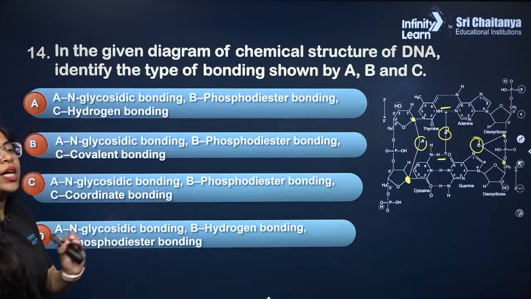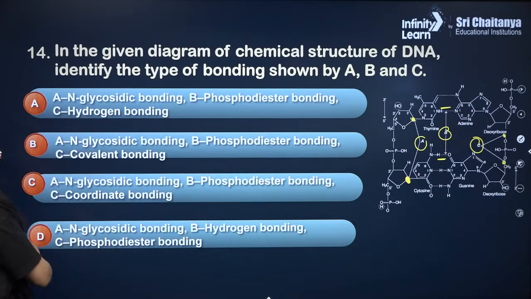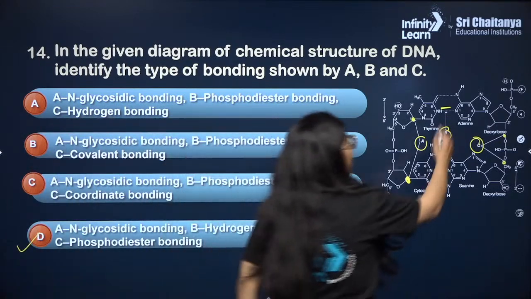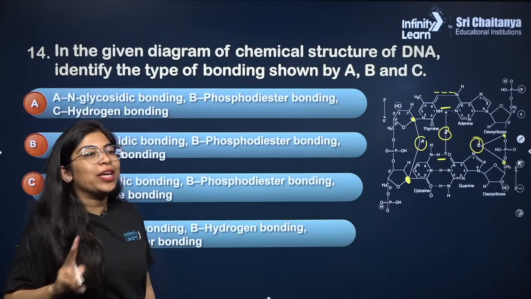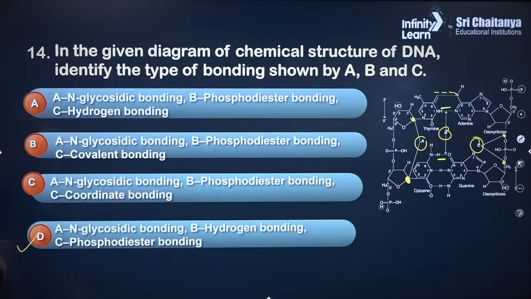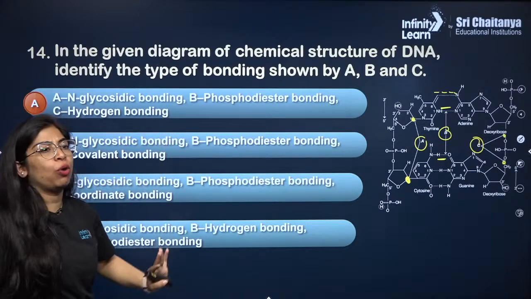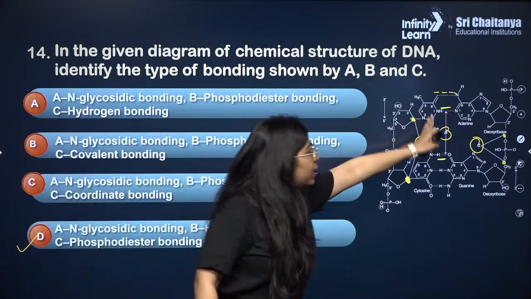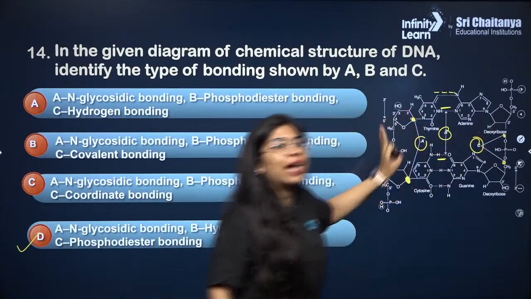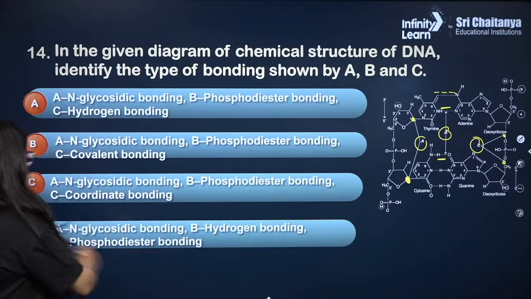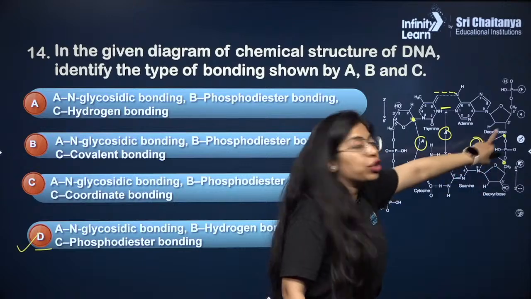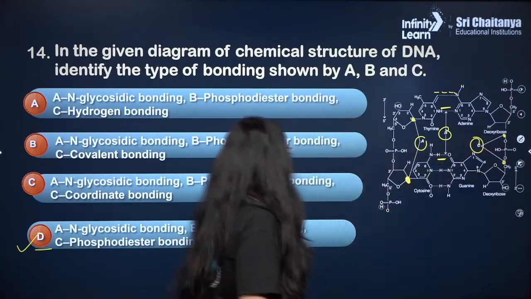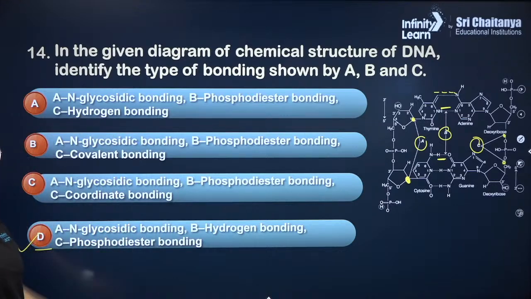Very good, all of you. The answer to this question is absolutely D. How will I identify it? I can see that this dotted thing by which two nucleotides are connected to each other is always hydrogen bonding. So I know that B is hydrogen bonding. I am very sure that B is the one which is joining two nucleotides, and this is definitely hydrogen bonding. And it is present only in option number D. You will see that this has something to do with phosphorus. So it is my phosphodiester bond, everyone. This is my phosphodiester bond, and A bond is glycosidic bond.